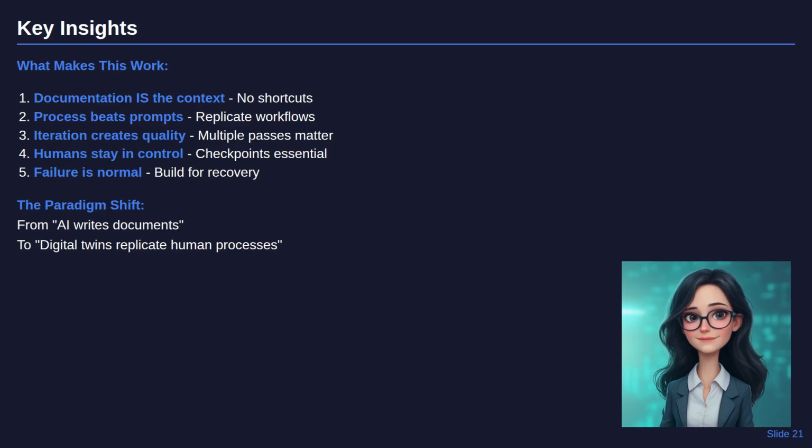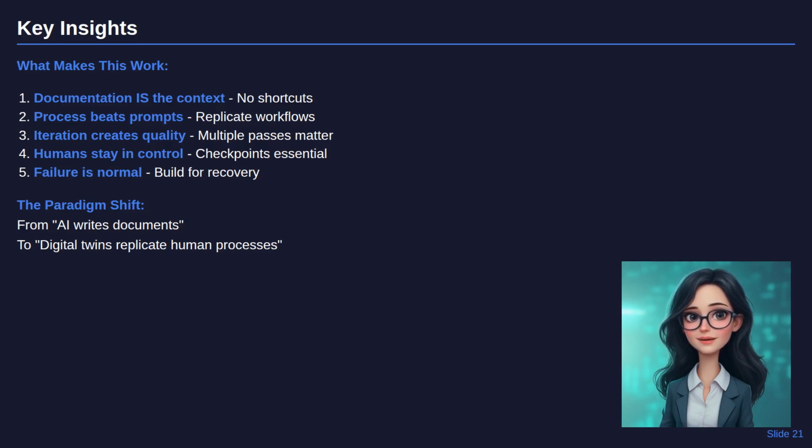Second, process beats prompts. Don't focus on writing better prompts. Focus on replicating actual workflows, including all the iteration and validation that creates quality. Third, iteration creates quality. Multiple passes aren't waste, they're how quality emerges. Build iteration into your system design. Fourth, humans stay in control. This isn't about replacing human judgment, but amplifying human capability. Checkpoints are essential.